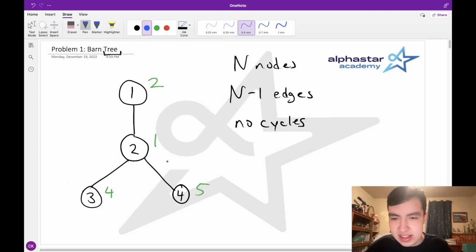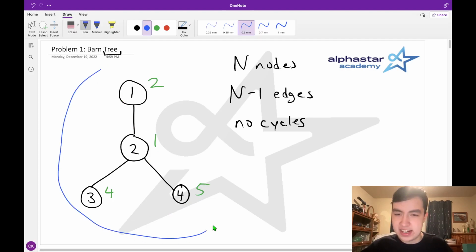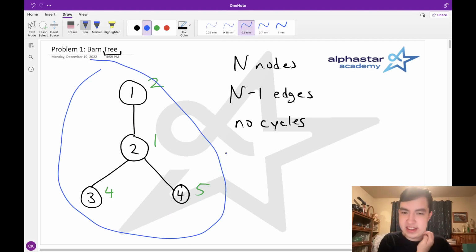Tree DP makes use of this fact by calculating the answer for every smaller subtree. It first calculates the answer for just node 4, and then for node 3, and then it calculates the answer for this whole subtree by combining the answers it got for the subtrees at 3 and 4 with the parent node of 2. And it does it again for the entire tree, which gives you the answer at the end.